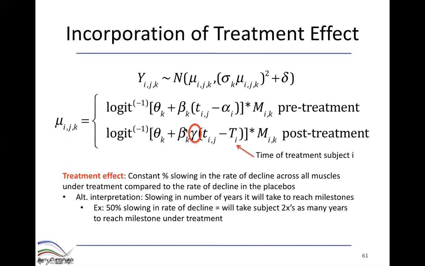So you can see all the rates of decline, beta K, here across all the muscles, but one single gamma parameter. And then we can test if this gamma is less than 1, which would essentially mean slowing in the rate of progression. An alternative way to think about this is a slowing in the number of years it would take to reach a milestone. So if there's a 50% slowing in the rate of decline, and normally it would take you 10 years from where you are to become wheelchair bound, now it will take you 20 years. So you can think of it as a slowing in time as well.